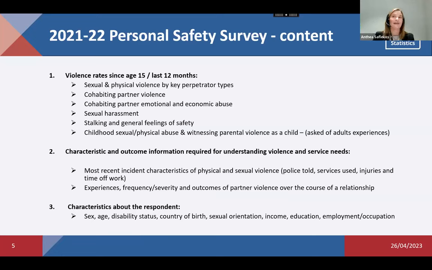And the third key element of the personal safety survey is collecting information about the respondent. So again, we collect a lot of socio-demographic characteristics around their sex, age profile, disability status, country of birth, sexual orientation, et cetera. And what we can see from the data is that certain groups are more likely to be experiencing these types of violence.